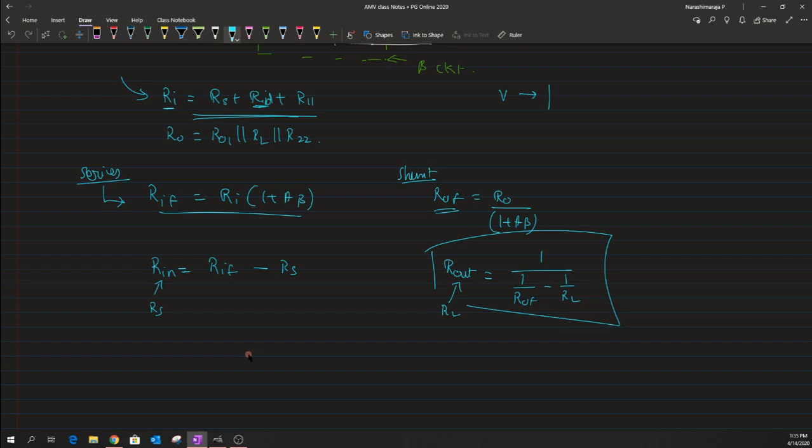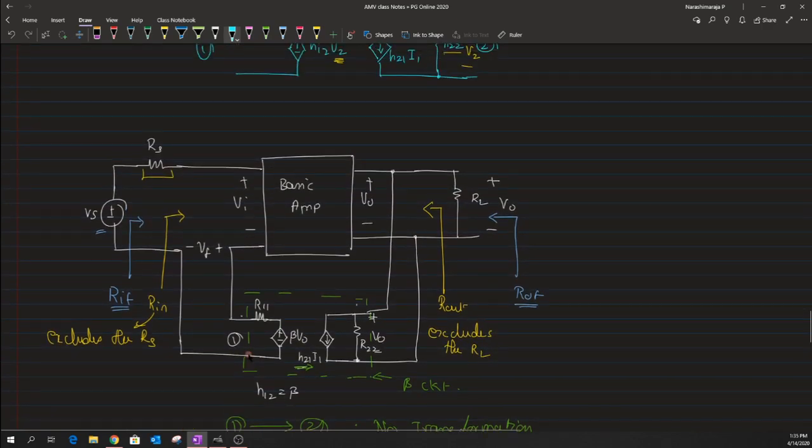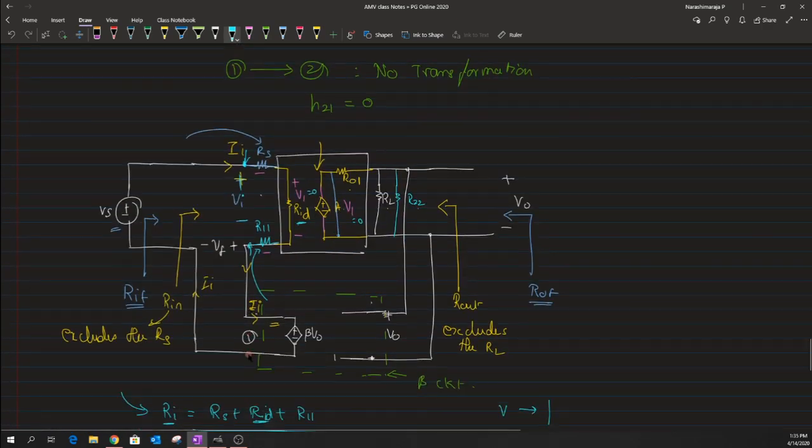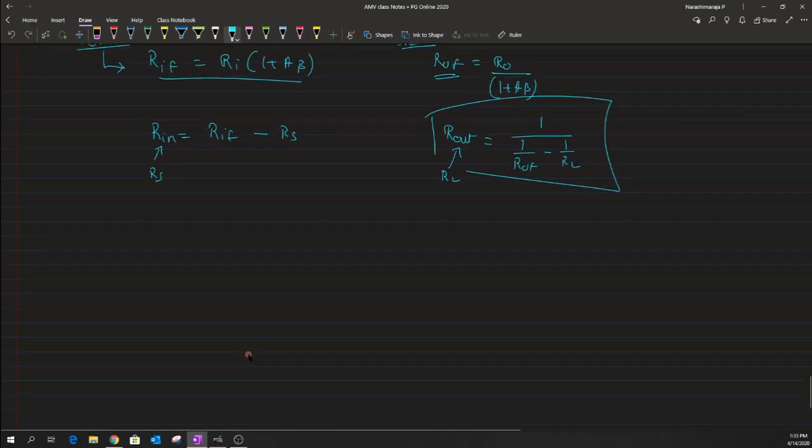So let me end this session because the session is going very long. Yeah, there is one more thing that I just want to complete just before ending this session. We also have to identify the factor beta whenever we want to calculate this closed loop gain. So I'll just talk about this beta calculation, just by taking this model of H parameter. Okay, so let me quickly do this.